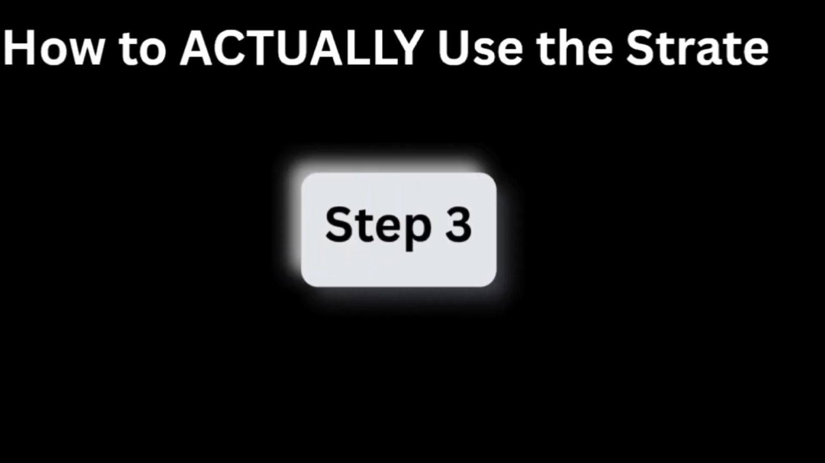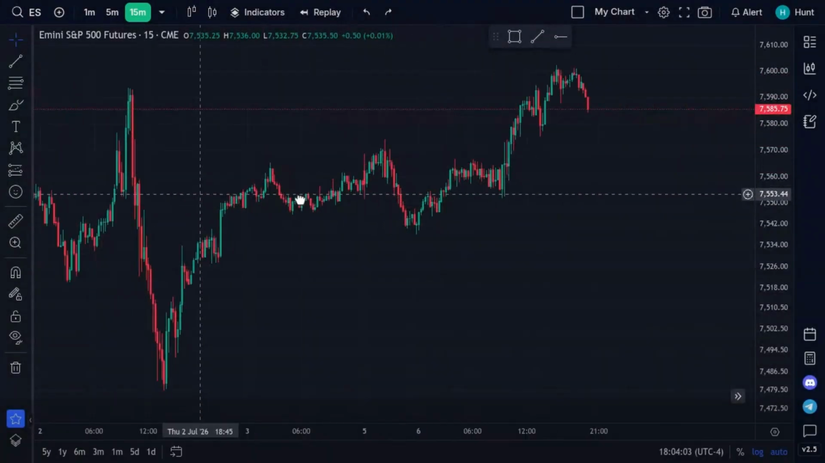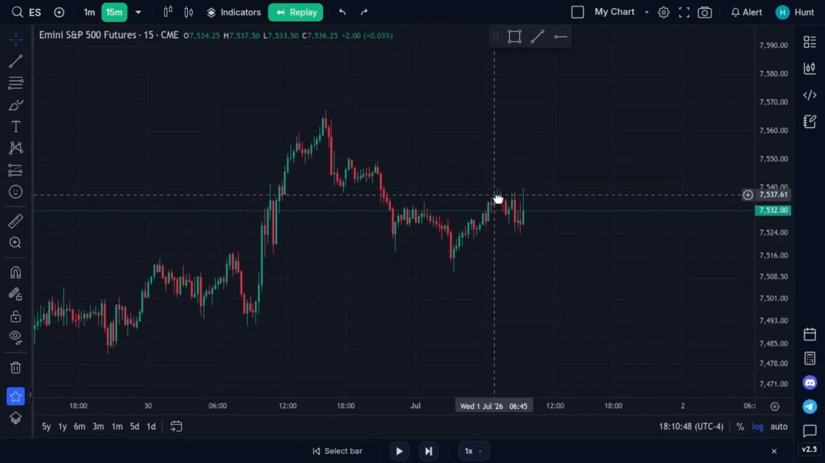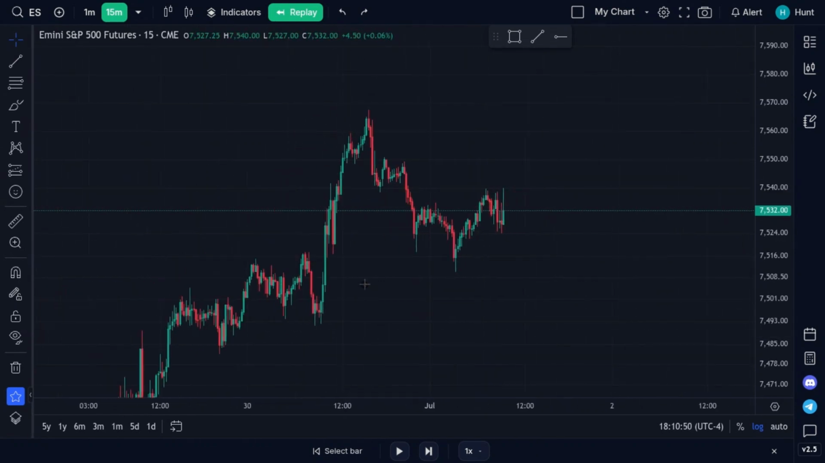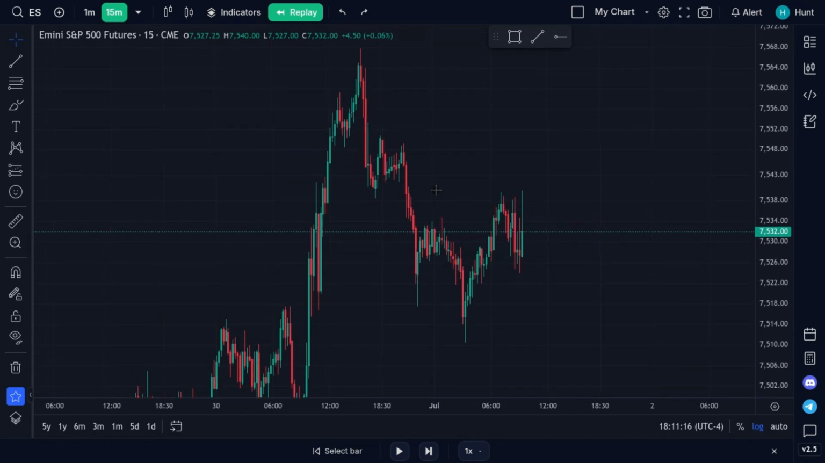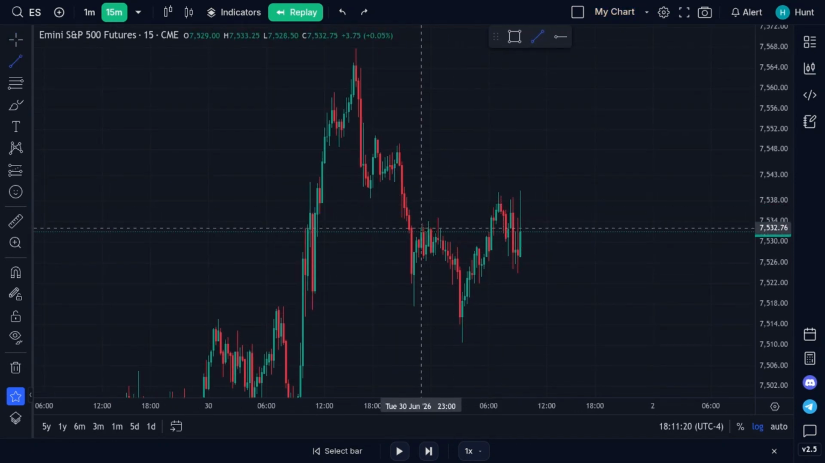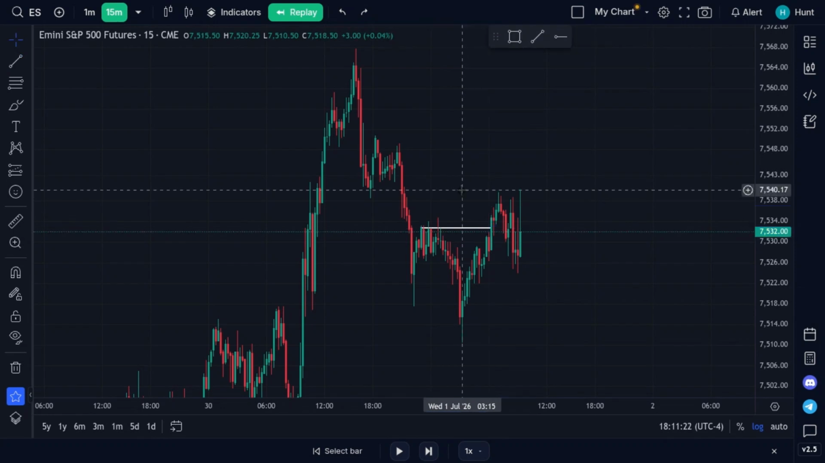How to actually use the strategy. Step 3. For this we'll have to go on the actual charts. I'm going to be showing you examples of using the 15-minute, framing this setup, and using the 1-minute as the entry model. So the first thing that we've got to do is obviously identify our break of structure, like I showed you guys before. This is our most recent market structure shift right here, or break of structure, whatever you would want to call it.